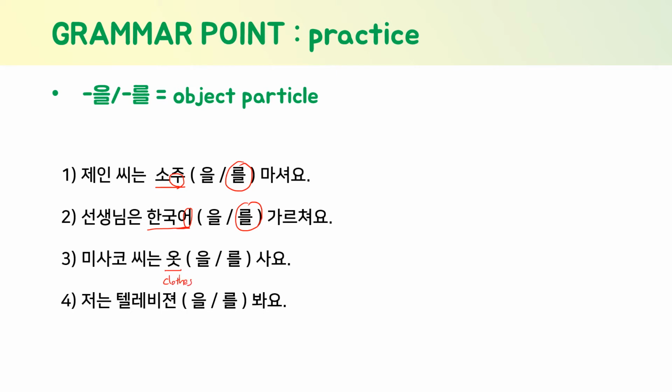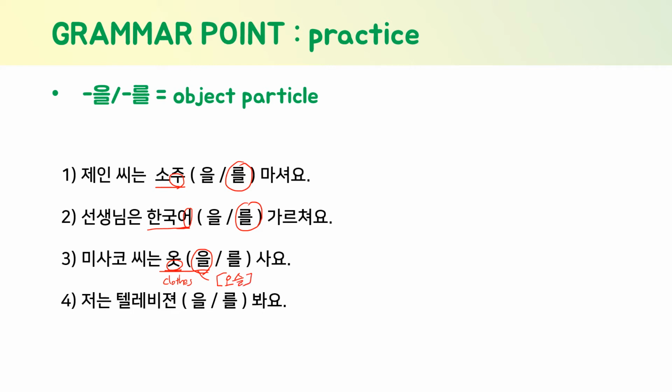So 옷, this noun ends with, this time, a consonant. So which particle do you have to use? 옷, 을. So when you pronounce it, 미사코 씨는 옷을 사요. 미사코 씨는 옷을 사요.